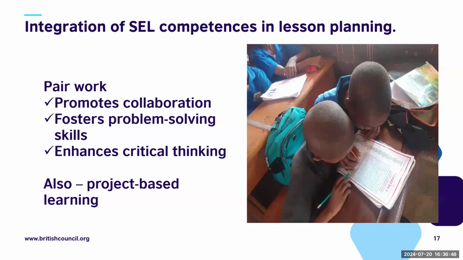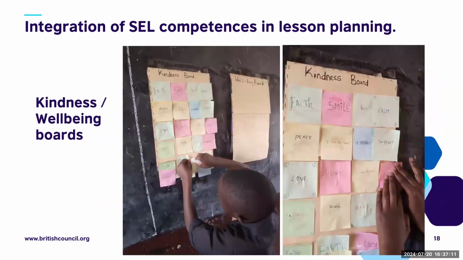We also see that when we integrate social emotional competences in the classroom, we can as well make use of pair work. The students work in pairs. Don't forget our famous think, pair, share. So it promotes collaboration as well as enhanced critical thinking, as we've said. And then there's also project-based learning. Next slide, please. Learners work in groups. They find common solutions and they are able to develop the language. They are able to learn and exercise themselves in the classroom.